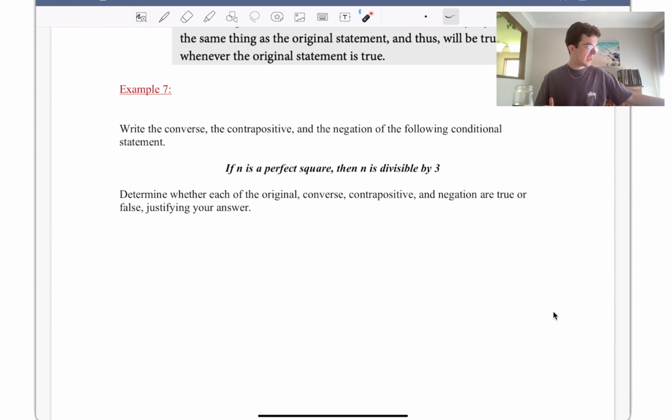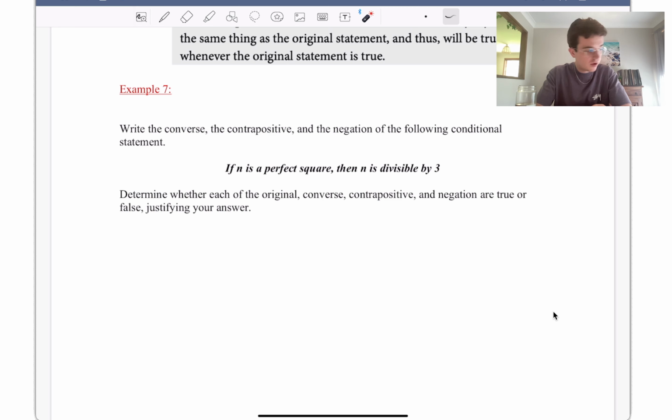Okay, so example number 7, we are going to write the converse, the contrapositive, and the negation of the following conditional statements. I might just talk about these because it is quite a lot of writing. So we've got the statement, if n is a perfect square, then n is divisible by 3.